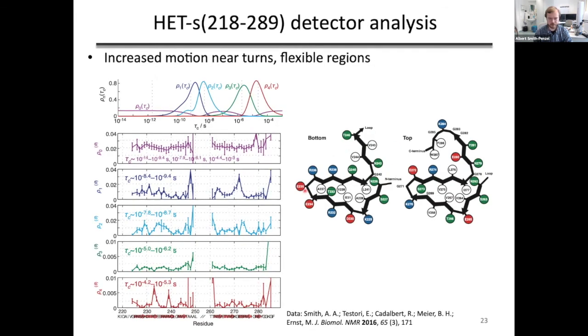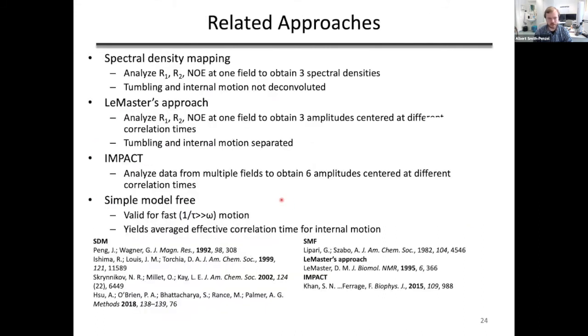And just an example, this is an analysis of HET-s detector responses, and you kind of see how it works. This is primarily very fast motion here, and it's very uniform. In the nanosecond range, I get these detectors, and I see that I get increased amplitudes of motion at turns and near the flexible loop and near the termini. And actually, it's similar behavior in the microsecond scale, although the amplitudes are much lower. Okay, so the question though is, we've got these detector responses.